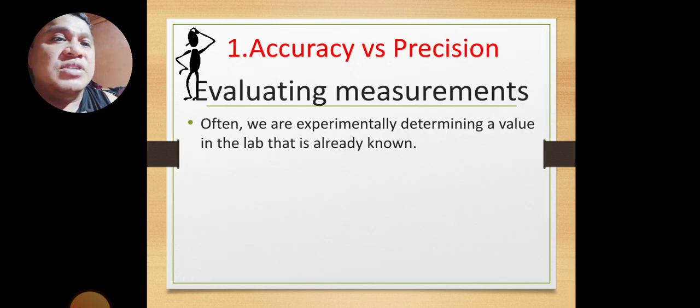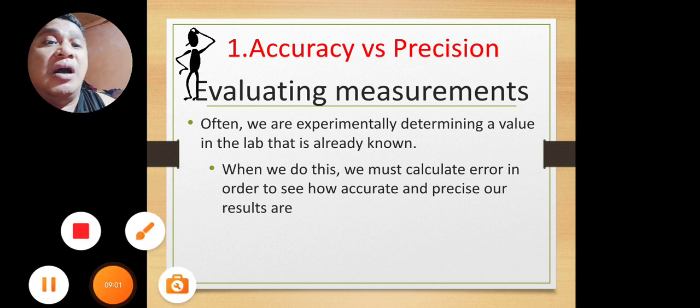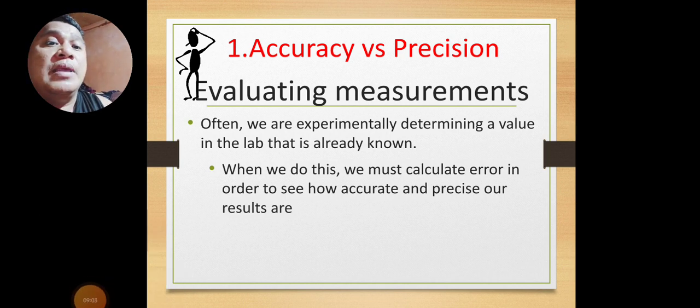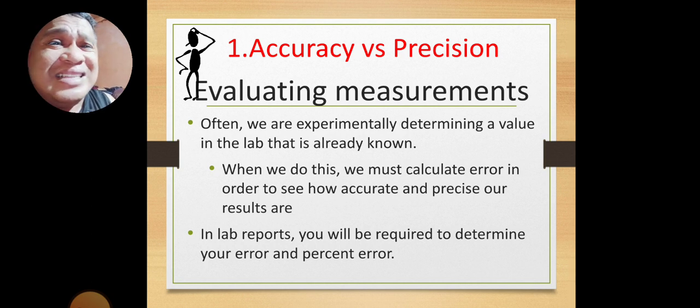Well, in evaluating measurements, we are often experimentally determining in the lab a value that is already known. And when we do this, we must calculate error in order to see how accurate and how precise the results are. Okay? So in lab reports, you will be required to determine your error and percentage error. That is really an SOP, the standard.